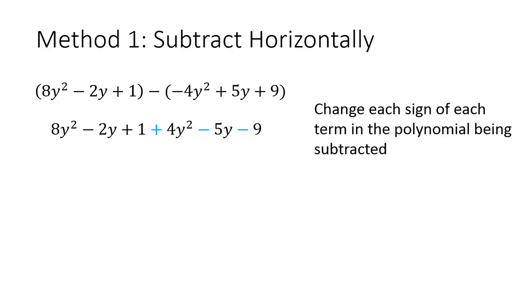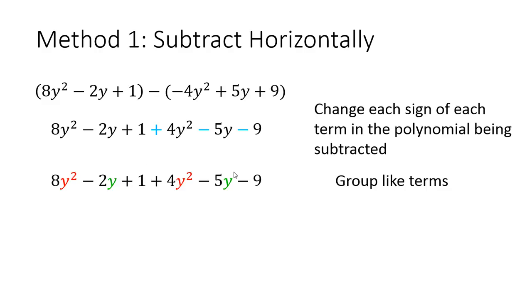being subtracted, because it's actually this minus sign being distributed to each term in this second polynomial. So this minus sign will change this negative 4y squared to a positive 4y squared, and this minus sign will change this positive 5y to a negative 5y, and this minus sign will change this 9 to a minus 9 because of distributive. So that's the first step, is you want to change each sign of each term in the polynomial being subtracted. And this one right here is the one being subtracted. So that's why we don't change anything about the first one.